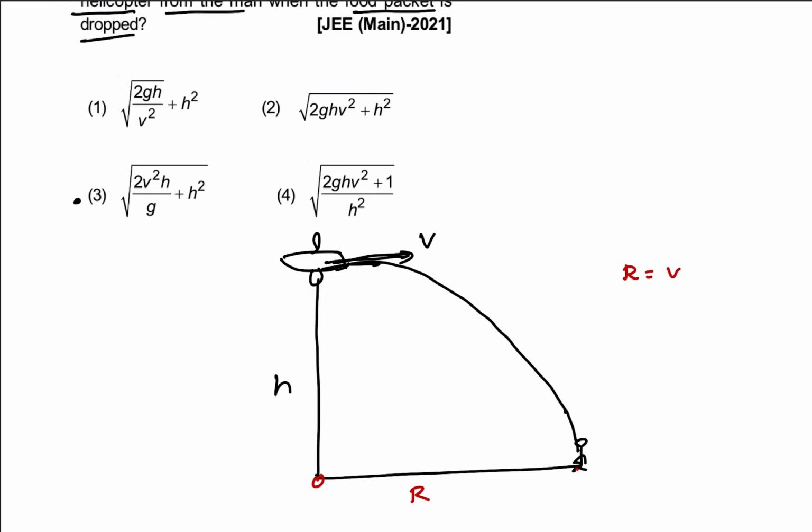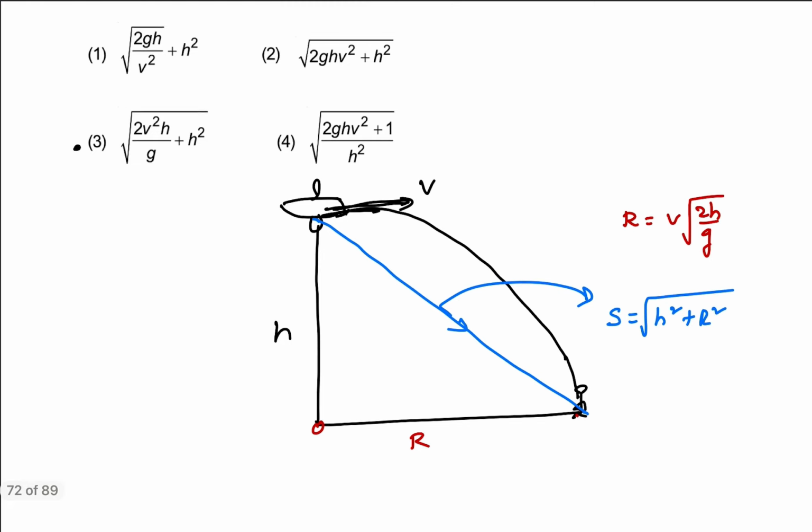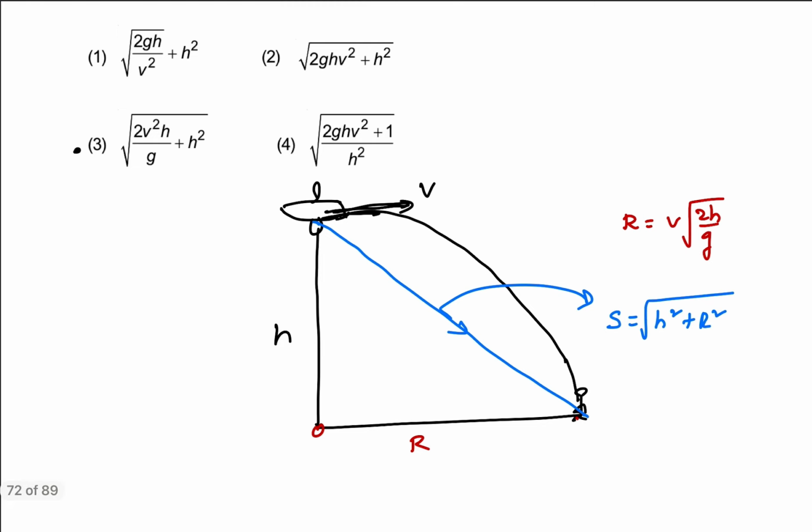We can say range r is equal to v into root over 2h divided by g. Now what is the distance between the helicopter and the man? You can see this is the distance. This distance can be written as, whatever distance s is there, root of h square plus r square. If you substitute the r square value and all, we will get the third option.